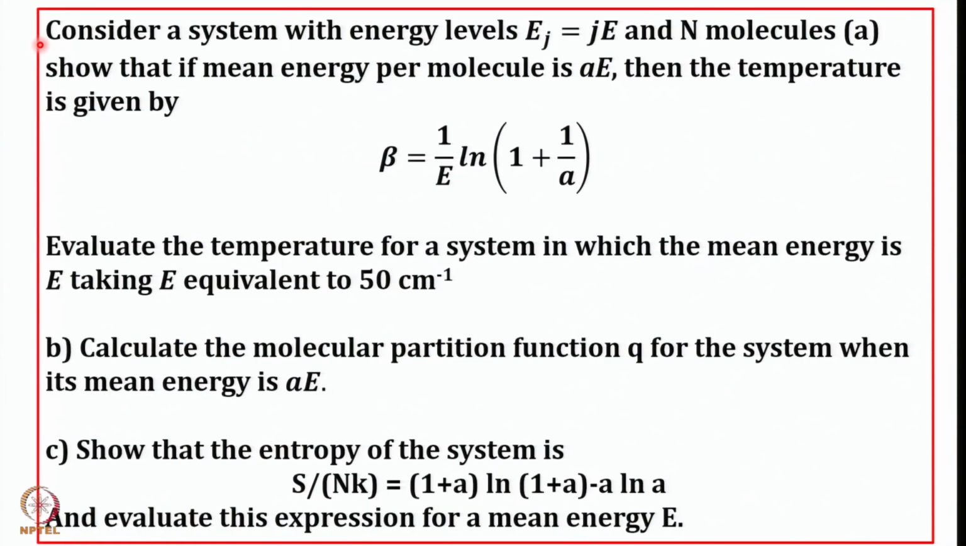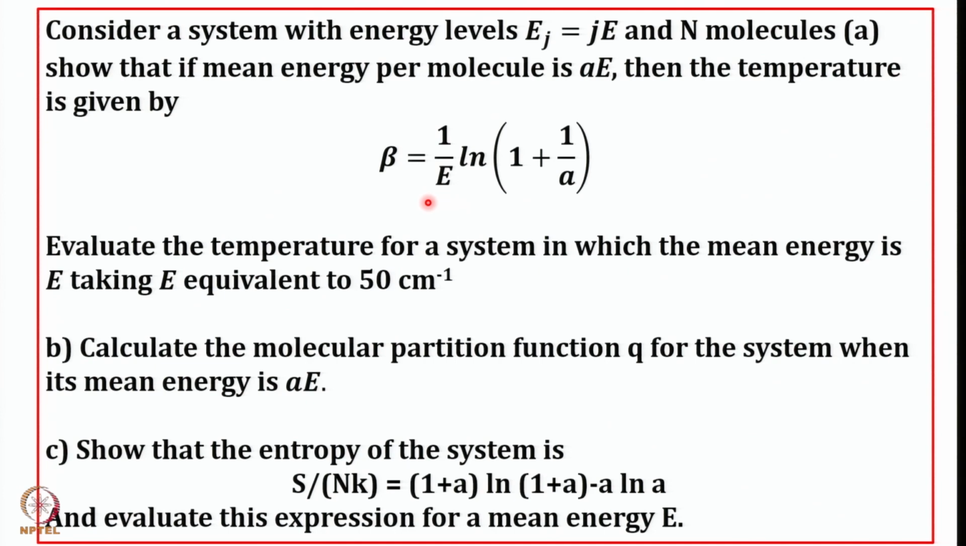Now, let us discuss a relevant numerical problem, so that we can understand these derivations more clearly. Consider a system with energy levels E_j equal to j times epsilon, and there are N molecules. Question part A is, show that if the mean energy per molecule is A epsilon, then the temperature is given by beta is equal to 1 over epsilon log of (1 plus 1 by A).